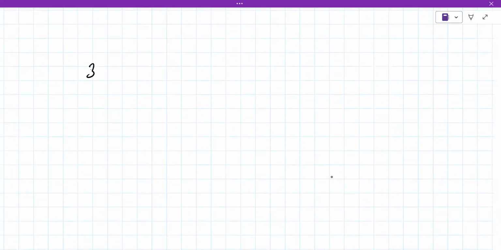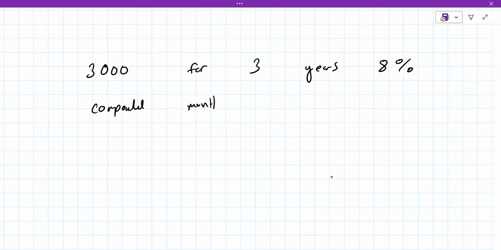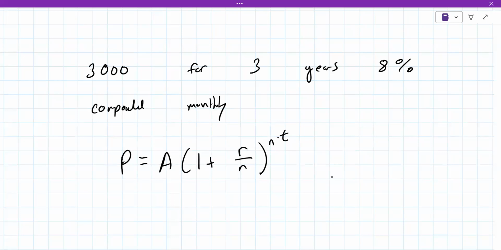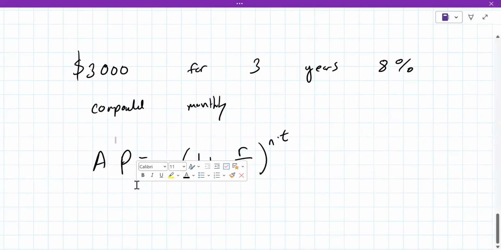Let's say you want to invest $3,000 for 3 years, and the interest is 8% compounded monthly. We want to know what it's worth 3 years from now. So the formula is A equals P times 1 plus R divided by N, to the N times T power. What is the value of P in this problem? I'm sorry, I mixed these up. 3,000. Yes, that's what you're starting with. So you're starting with 3,000.